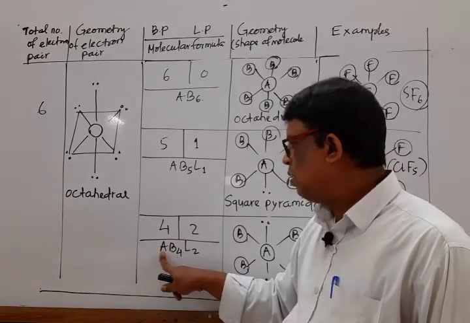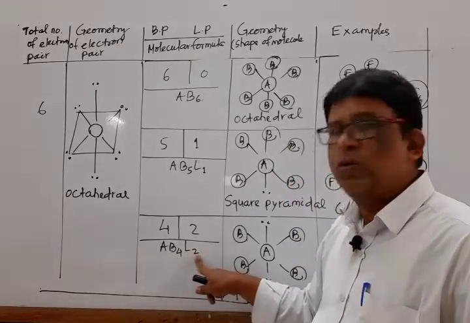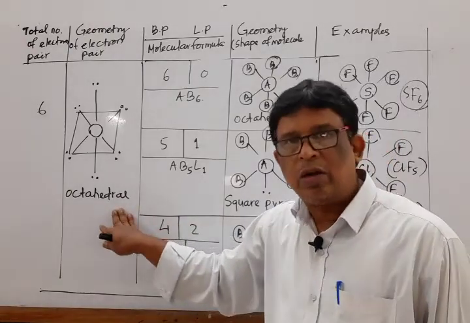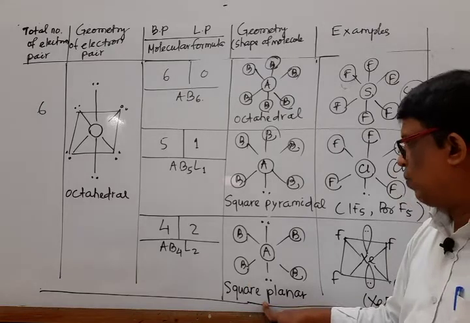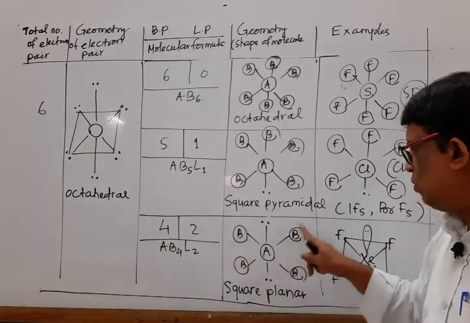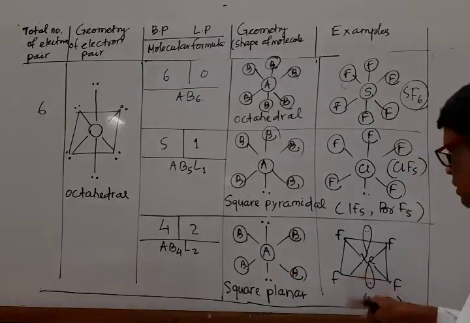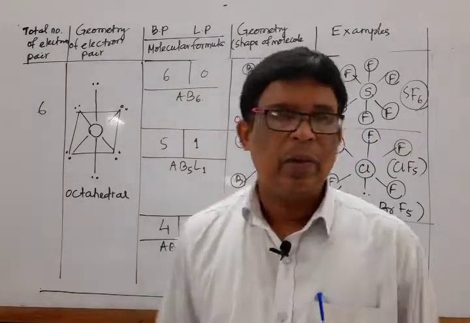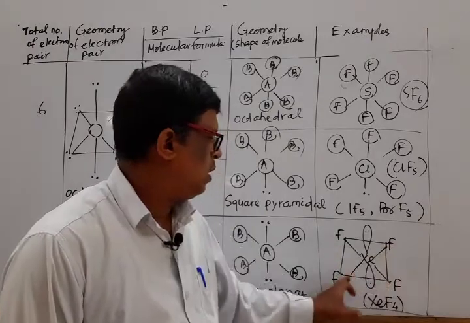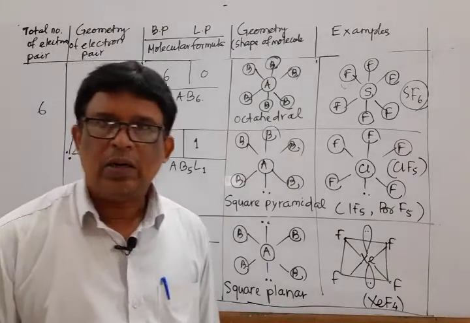AB4L2. A stands for central atom, B4, 4 bond pairs, L2, 2 lone pairs. Then the normal octahedral geometry is disturbed, and the geometry is square planar. Mark that. A is the central atom, 1, 2, 3, 4. 4 are bond pairs and 2 are lone pairs. And one example is xenon tetrafluoride. Mark that. Here the central atom is xenon, and 4 fluorine atoms are bonded by bond pairs, and 2 lone pairs are there.